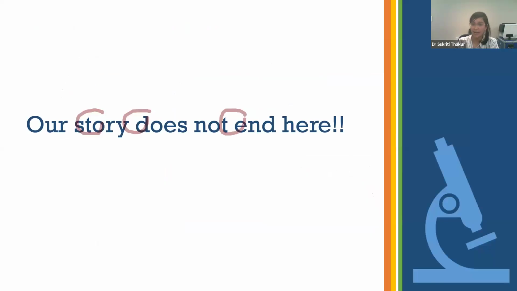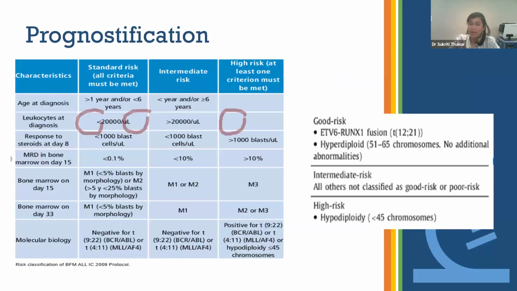Is that the story ends here? No. So we know that, as I told you before, the prognostication has been done for BLL cases by the DFM protocol, and it has been categorized by standard risk, intermediate risk, and high risk. So me being a pathologist, can I help a clinician with the prognosis of BLL? Yes, of course I can help them, but how will I help them?